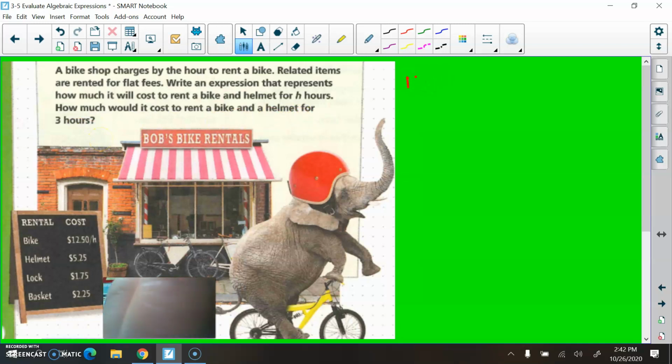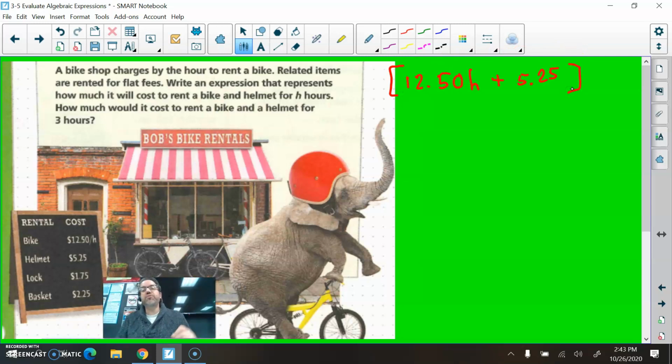So to rent the bike, you take 12.50 times the number of hours. But then we're going to add on that flat fee for the helmet because we want to rent a bike and a helmet. The helmet is $5.25. So we take 12.50 times h, the number of hours, plus 5.25. This expression right here is what we can use to find out how much it would cost to rent the bicycle any number of hours and also a helmet.